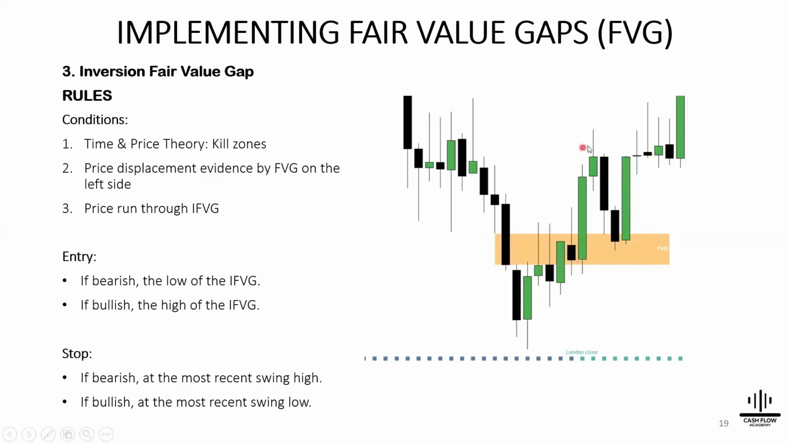Now, once it breaks through it, you wait for price to return before rallying, or you could wait for this break of structure here because you are seeing price reacting from an inversion fair value gap. So you wait for market to break structure to the upside. So you just set a buy stop here, and then your stop below this low here. The third thing you want to see is price run through the inversion fair value gap.